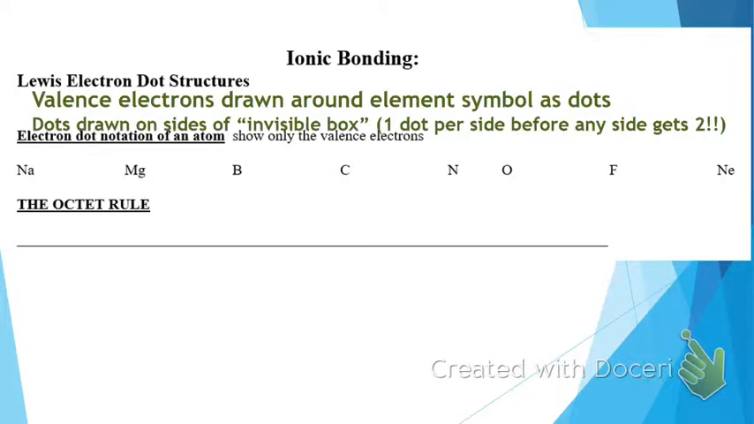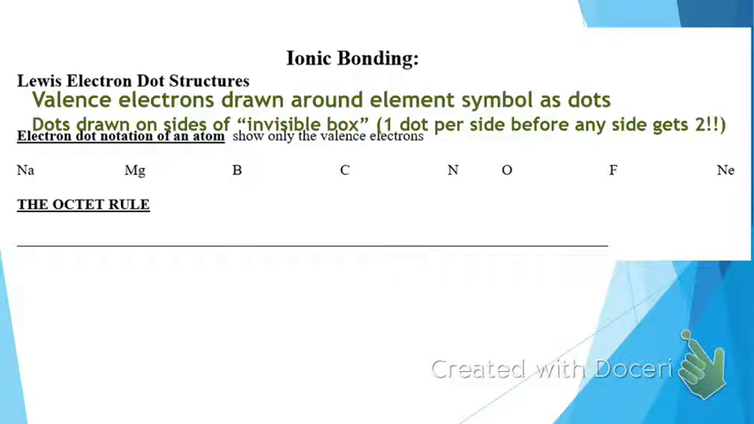And if you don't remember, Lewis dot structures have valence electrons drawn around the element symbol as dots. That's our dot structure. And dots get drawn on the sides of kind of an invisible box around the symbol. So if this was my symbol, we've got kind of an invisible box around it where those dots are going to be going. They're always going to be on the sides, not the corners of those boxes. But a box is invisible, we don't draw it. And one dot goes on each side before any side gets 2.